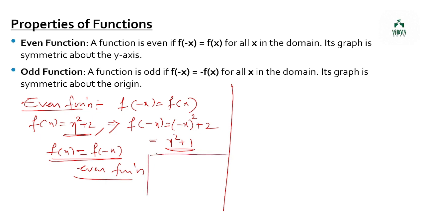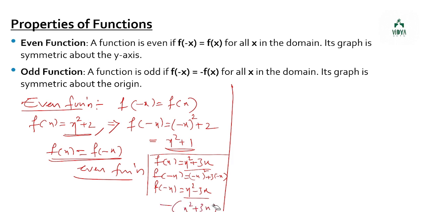Just be with me, okay? f(x) = x² + 3x. Now f(-x) = (-x)² + (-x). Okay, now what is happening here? f(-x) = x² - 3x. Is it the same as f(x)? No. Is it like -f(x) at least? No. That means it is neither even nor odd. I'll come to this example later also. Just be with this, okay.